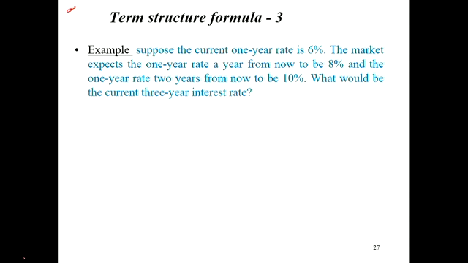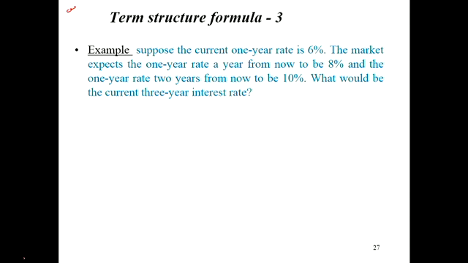So we got to the point where we got this question here. This was just going to be a numerical example of it. The data is, we've got this current 1-year rate, the rate that we can actually see, 6%, and the market expects the 1-year rate a year from now to be 8%, and then the 1-year rate 2 years from now to be 10%.